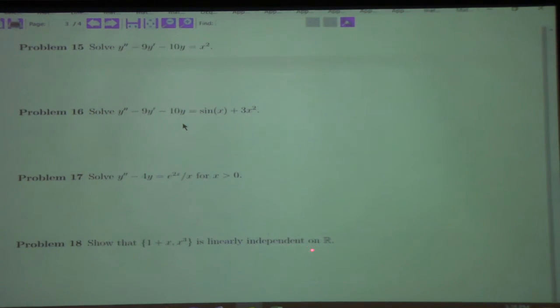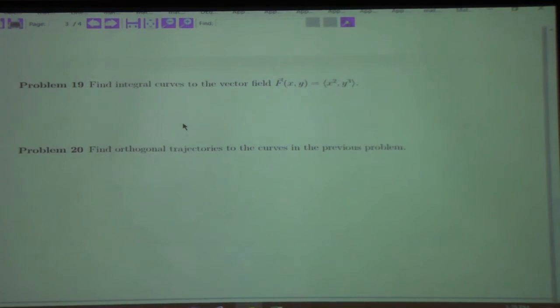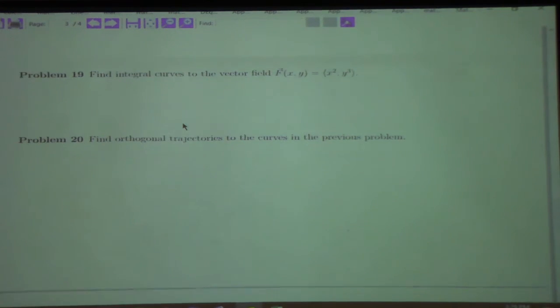Problem 18, well, this is a vacation from life, right? You calculate the Wronskian of this thing, you show it's non-zero. Done. It's 2 by 2. Find the integral curves to the vector field. So I would refer you to the lecture where we talked about that. Find the orthogonal trajectories to the curves in the previous problem. I would refer you to our previous conversations about orthogonal trajectories. These, I think, are interesting.